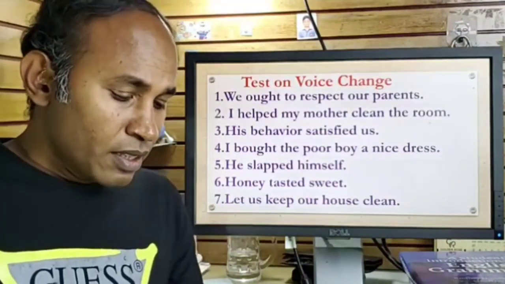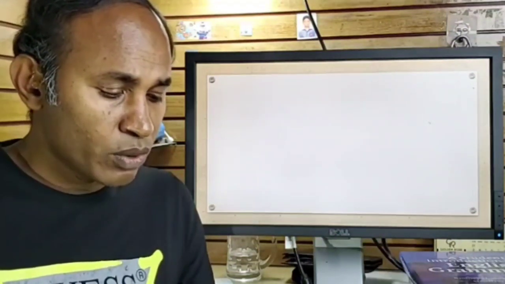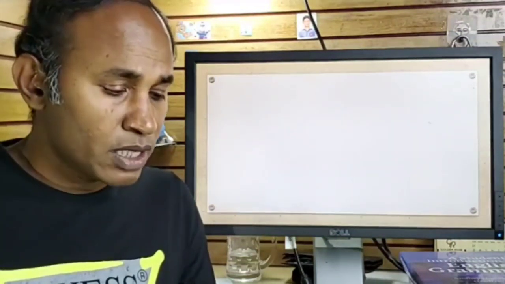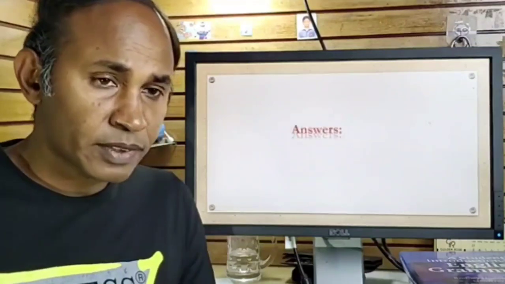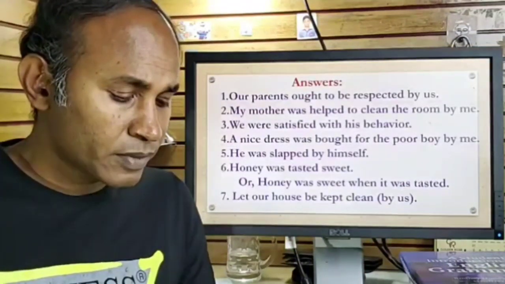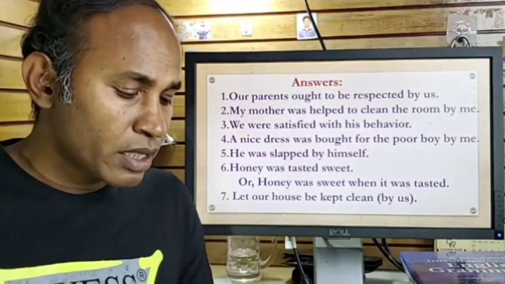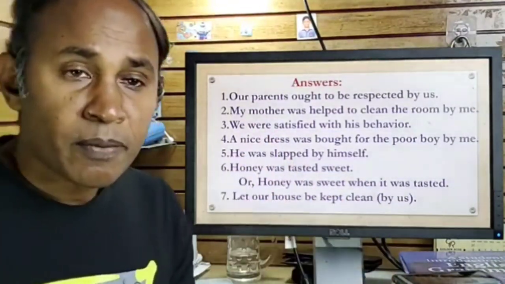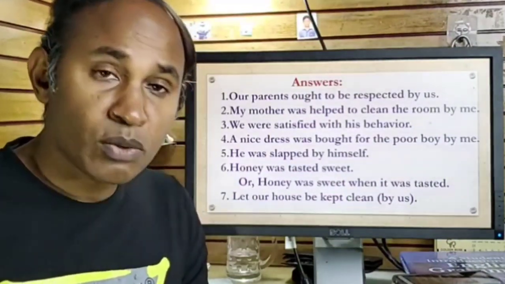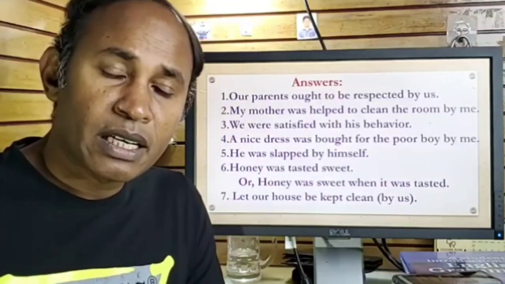And then you must get your answer on the screen, so you will see how many you have made correct, and actually you will write down your number. Okay, and your answers are there, let our house be kept clean by us, that's Siran, your answer is correct, that's good, great, congratulations. So you see all the answers are there. So now you will match your answers with this, and count how many you have made correct and how many you have made wrong.